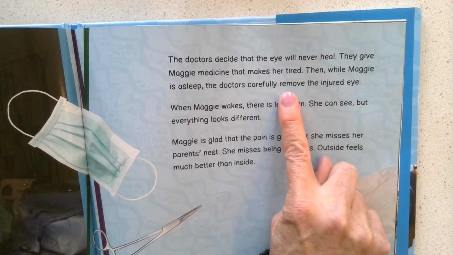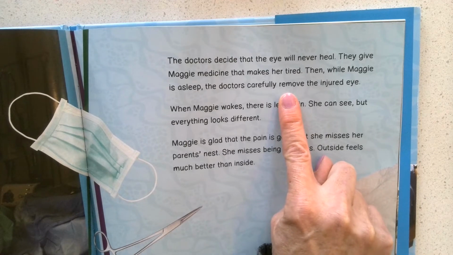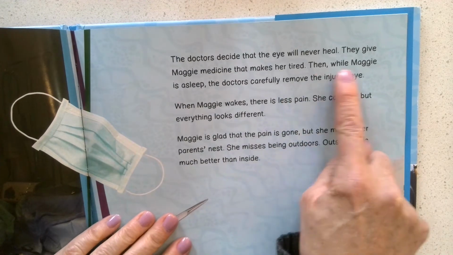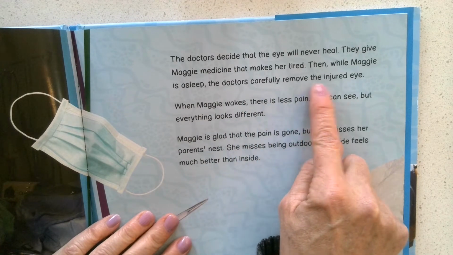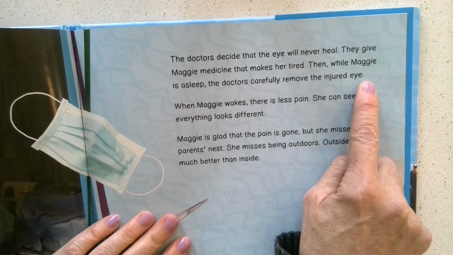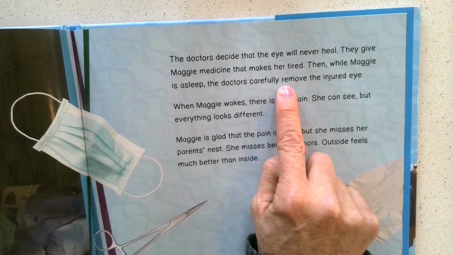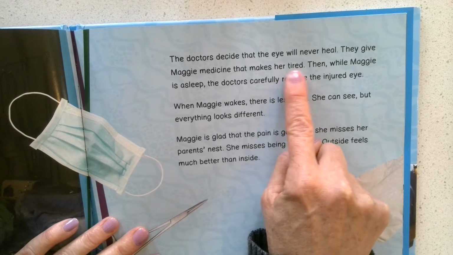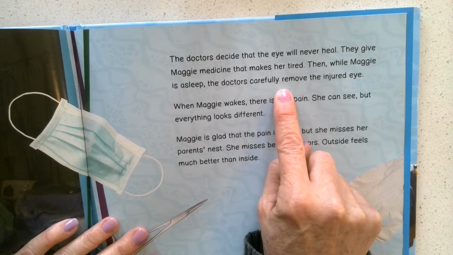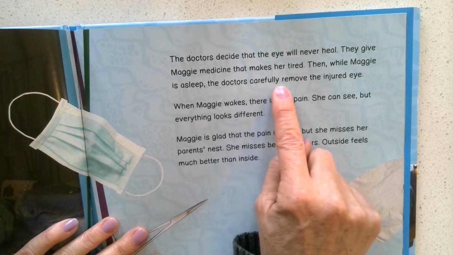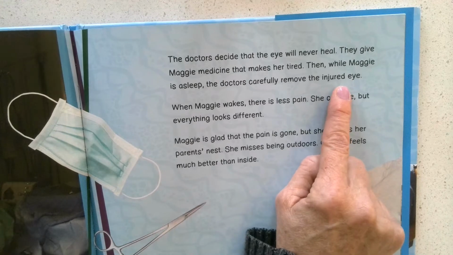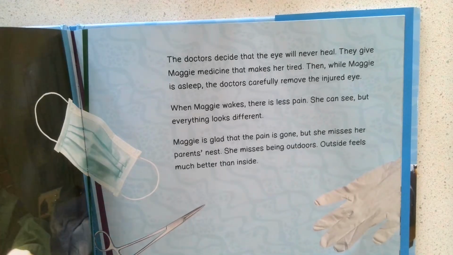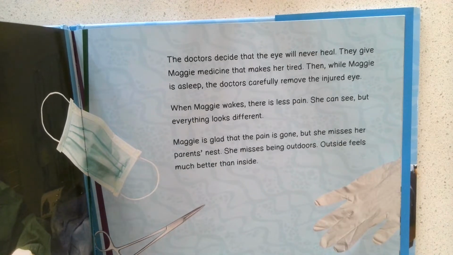Actually, let's start out with the word remove. On this page it says, then while Maggie is asleep, the doctors carefully remove the injured eye. The word re means to go back, so remove means to move back. That doesn't make sense here, but the doctors carefully remove the injured eye. It means that they took the eye out. The doctor took out her eye.